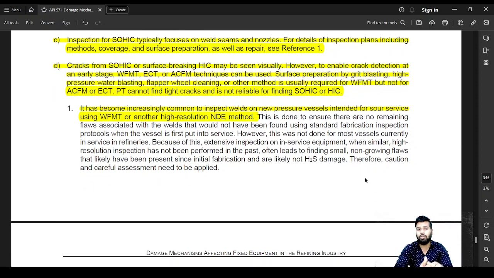Cracks from stress-oriented hydrogen-induced cracking or surface-breaking hydrogen-induced cracking may be seen visually. However, to enable crack detection at an early stage, wet fluorescent magnetic particle testing, eddy current testing, or alternating current field measurement techniques may be used. Surface preparation by grit blasting, high pressure water blasting, flapper wheel cleaning, and other methods is usually required for wet fluorescent magnetic particle testing, but not for ACFM or ECT. PT cannot find tight cracks, so PT would not be a reliable technique for identifying stress-oriented hydrogen-induced cracking or hydrogen-induced cracking.